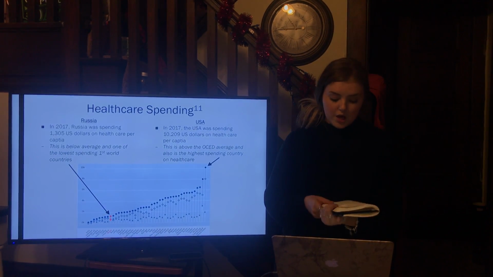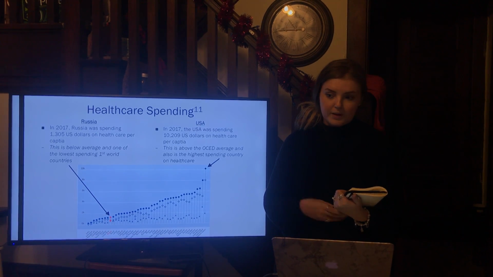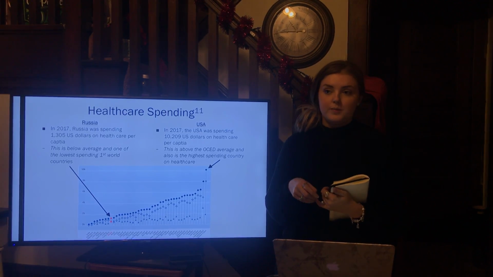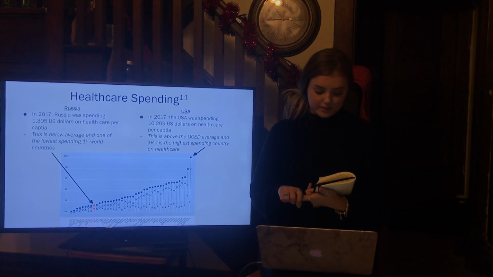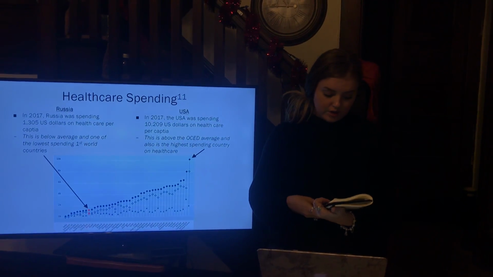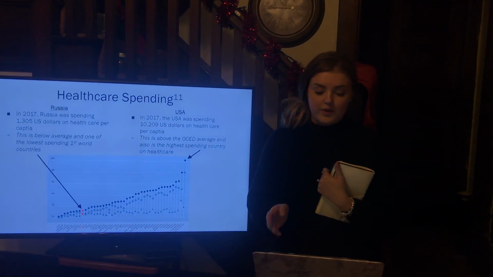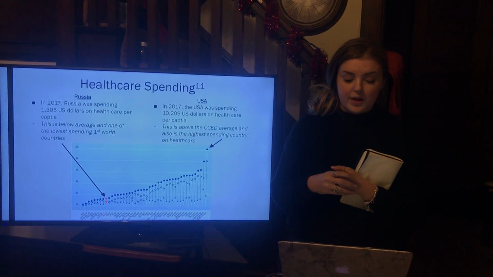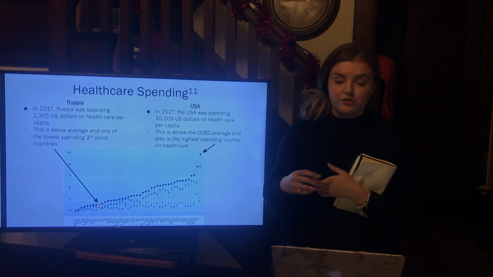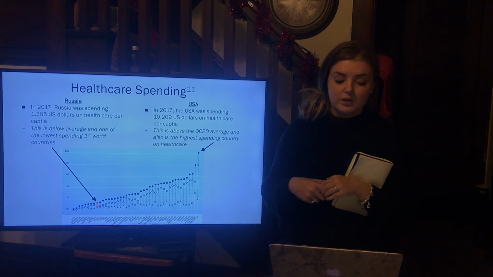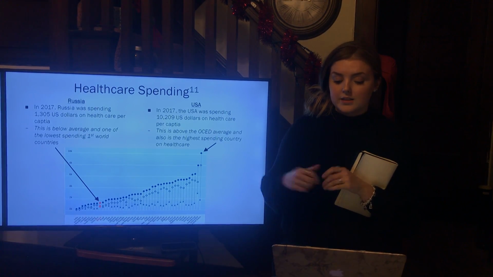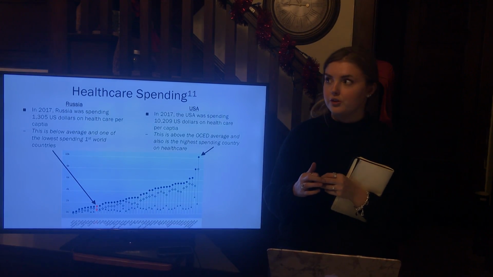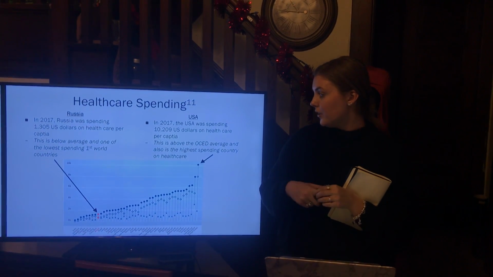So healthcare spending, that is the spending on goods and services in healthcare, which includes personal healthcare, which would be rehabilitative services, curative services, and long-term care, and also collective services, which is preventative care. So in Russia, in 2017, they spent about $1,300 on healthcare per capita, and that's compared to the U.S., which in 2017 was spending $10,200 per capita.